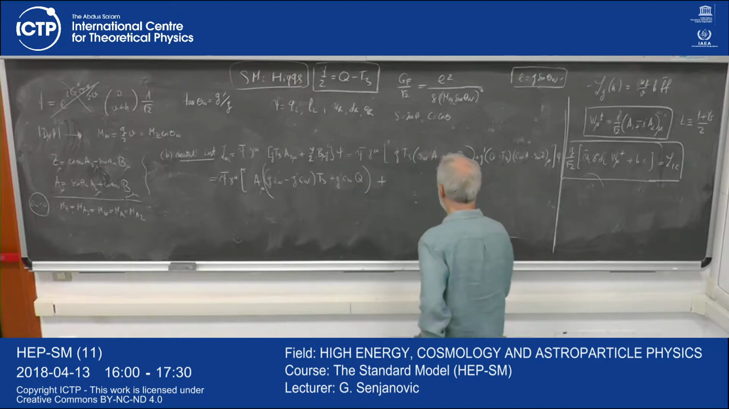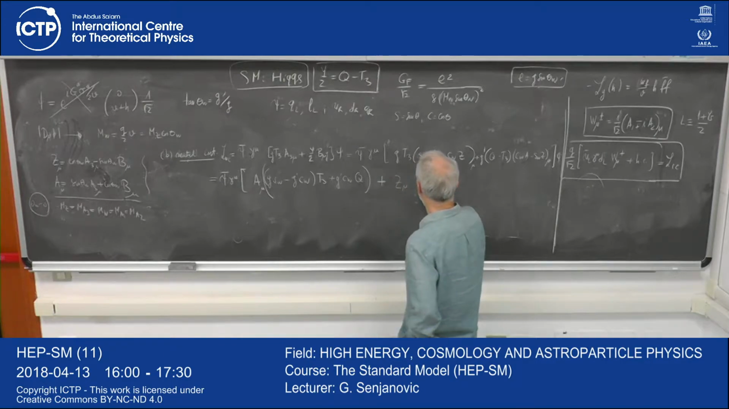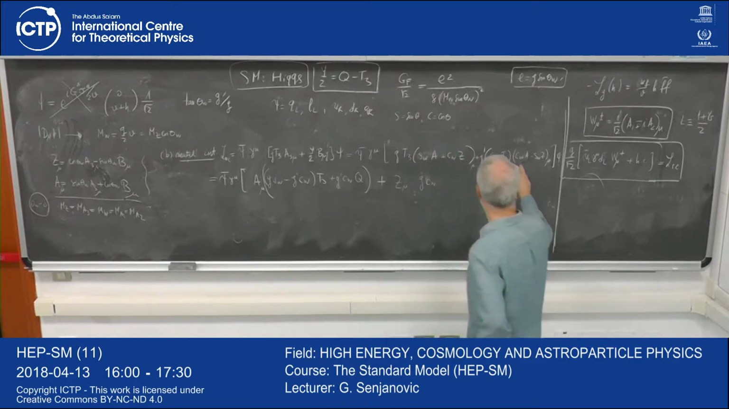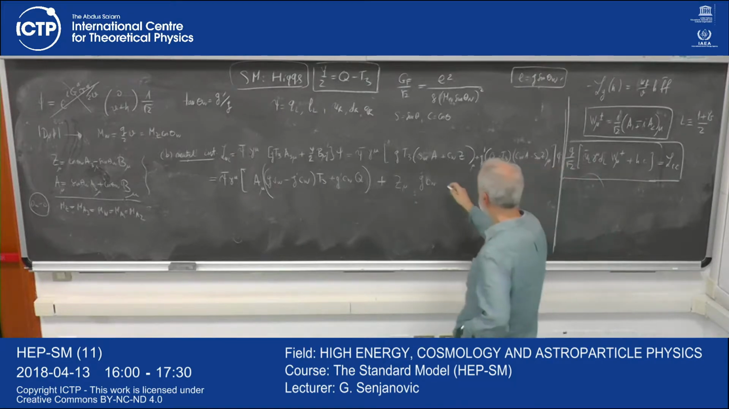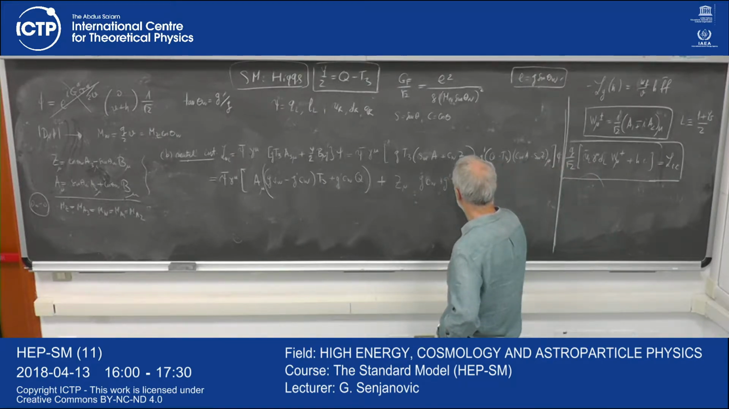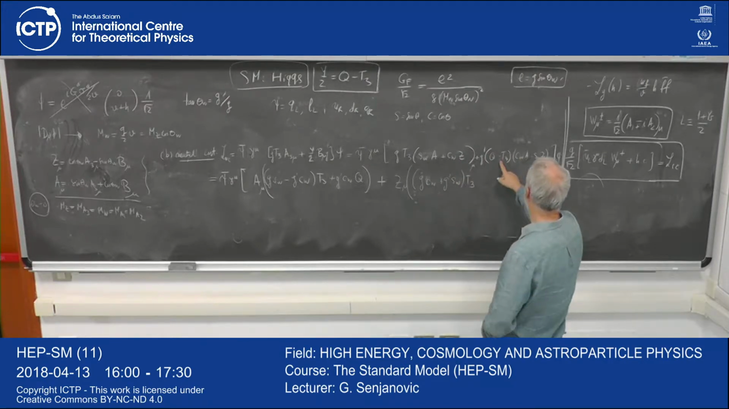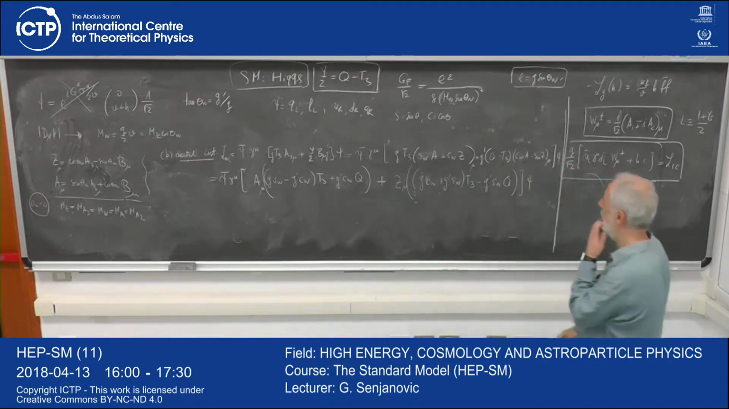So Z, what will give me Z? So Z mu will have T3 will be G S G CW. Now there'll be a plus sign, minus and minus is plus. And Q will go with the minus sign. Minus G prime SW Q. And I'm going to pause.